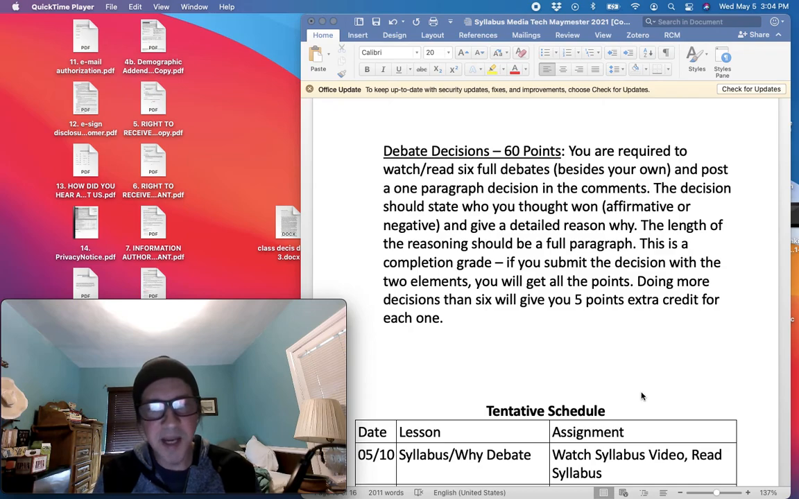Now, there are 14 debates, and you only have to do 6, but if you do extras, I'll give you 5 points extra credit for each extra one that you watch and submit a decision for. So that's up to you, but 6 of them are required. And these are just completion grades. If you give me a decision with a full paragraph explanation, then you'll get the full 10 points.